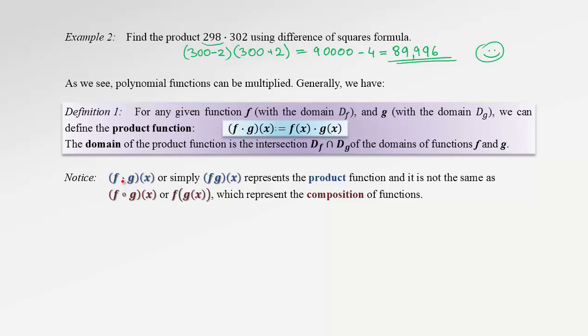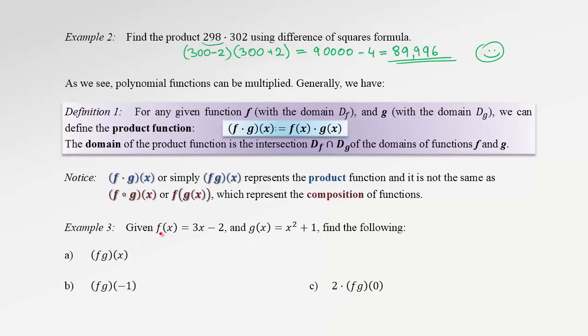It is really essential that we don't confuse the product of two functions with the composition of functions, which is marked by a hollow circle in the middle. So the dot means product, the hollow circle means composition. Those two functions are completely different. The product is obtained by multiplying the corresponding values of each function, and the composition is taken by evaluating the outside function at the value of the inside function. So pay attention to this notation.